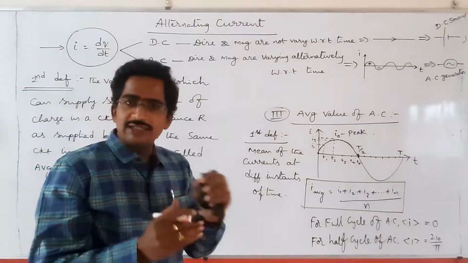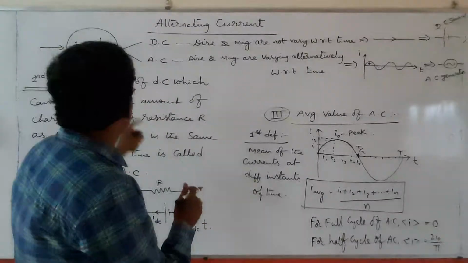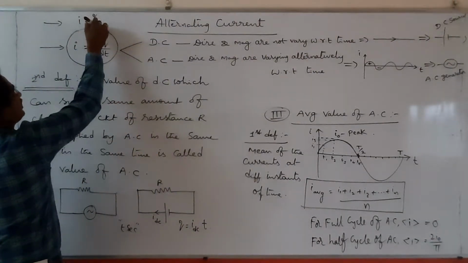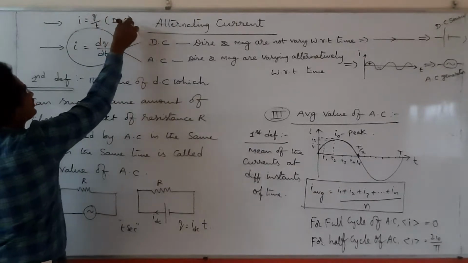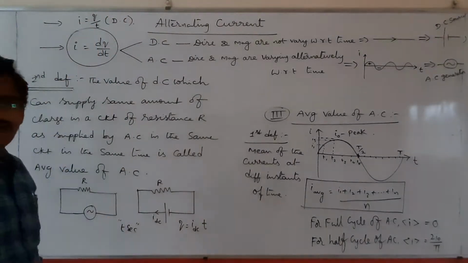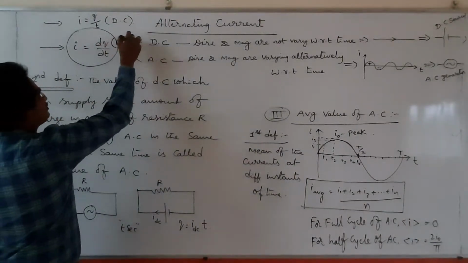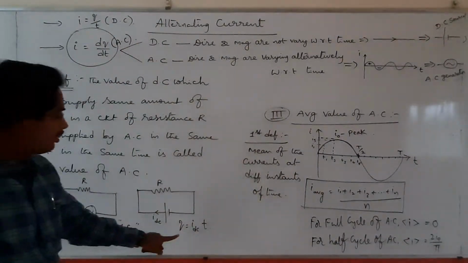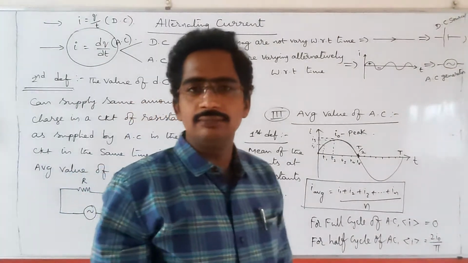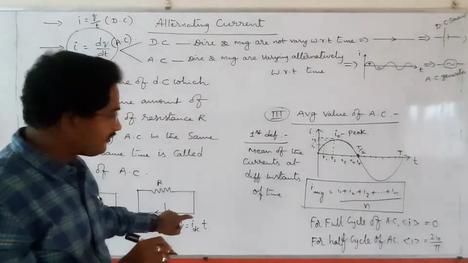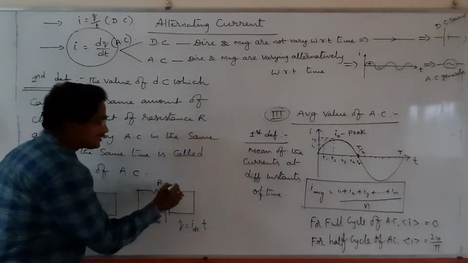Because the current is constant, we write it as I equal to Q by T for DC. But in the case of AC, we use something different. Anyhow, what is the Q value obtained? It is IDC into T in the time of t seconds, in the case of a DC circuit.